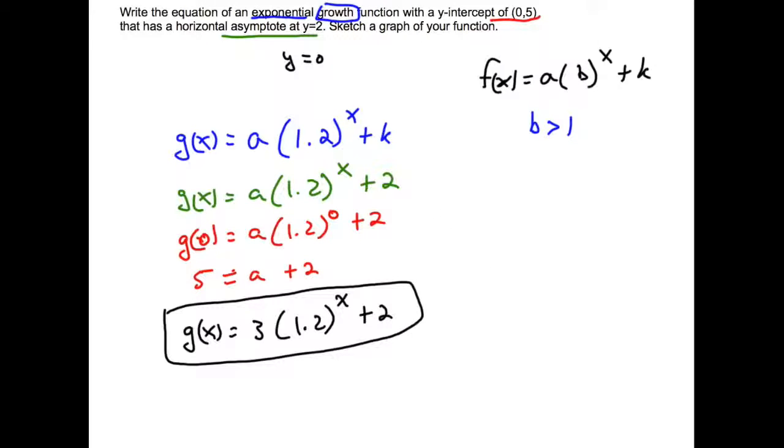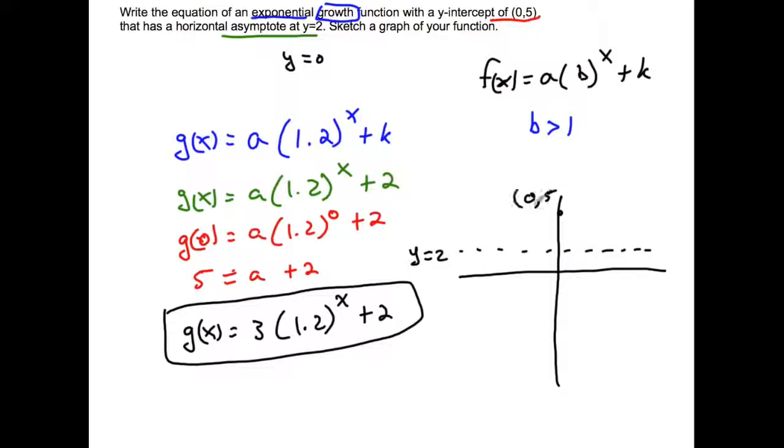I'll have to do a slight sketch of my function. I know there's an asymptote at y equals 2, and then it's growing and it goes through (0, 5). So it approaches that asymptote but never touches it, and it's an exponential growth function. So that's a pretty good sketch.